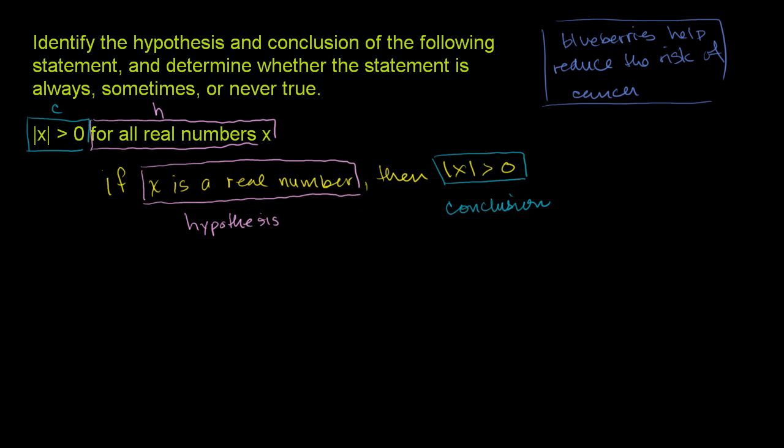Now, the more interesting question is whether it is true. I mean, we can sit and label statements all day, but that's not interesting. The more fundamental thing is, is this a true statement? Is it true that if x is a real number, then the absolute value of x is greater than 0?